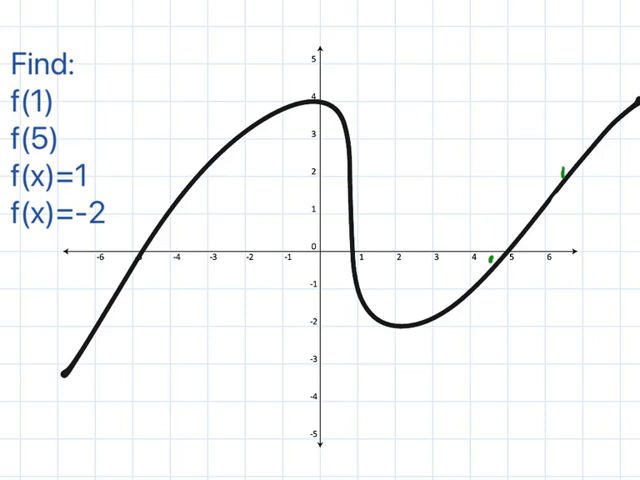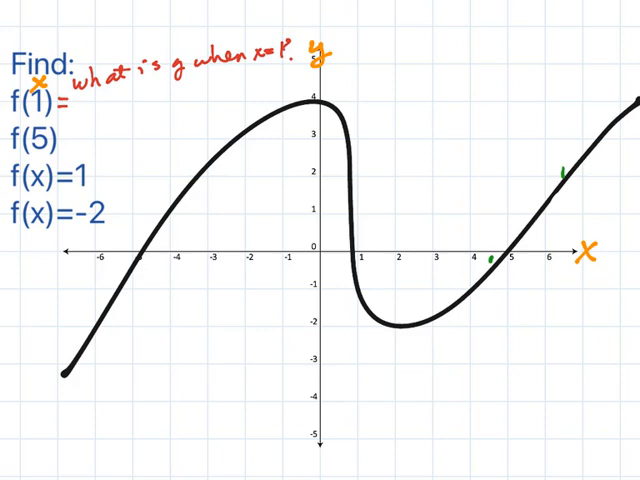They are not people. So the first one, f of 1. Now remember, in function notation, the item inside of the parentheses is the input. And generally it's the independent variable, and that is usually x. So we have our x-axis, we have our y-axis. When it says find f of 1, they're saying what is y when x equals 1? That's what this question is asking us.